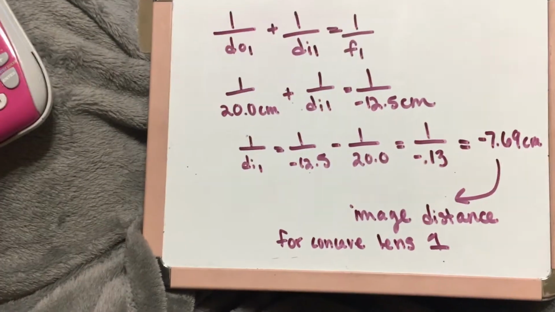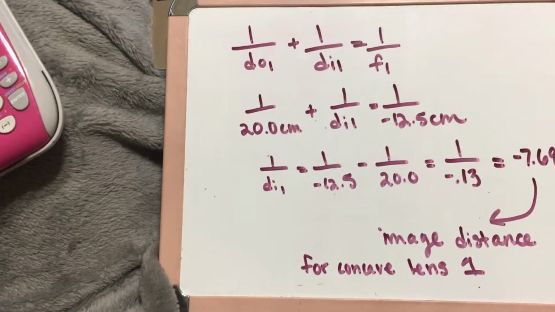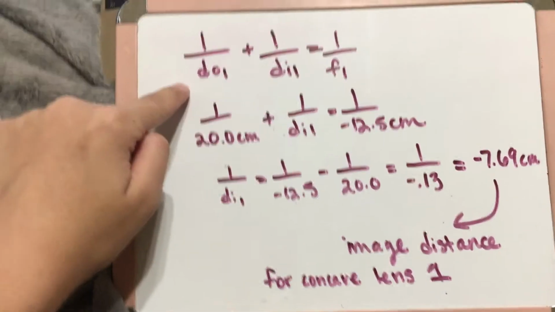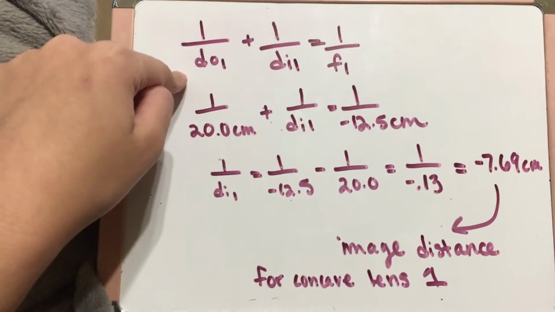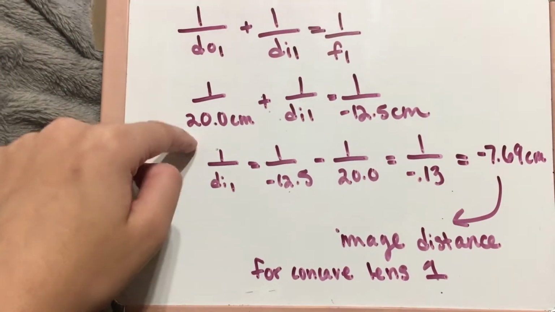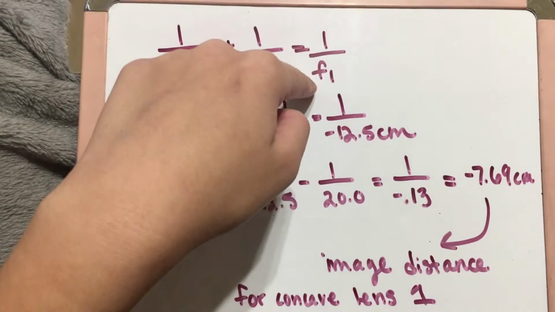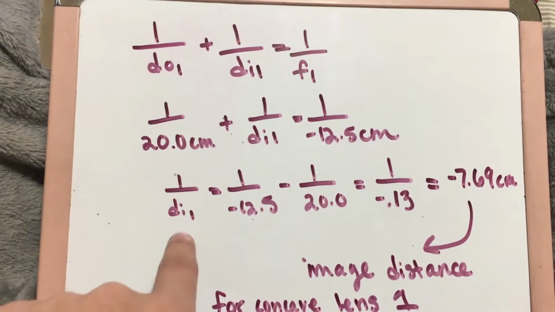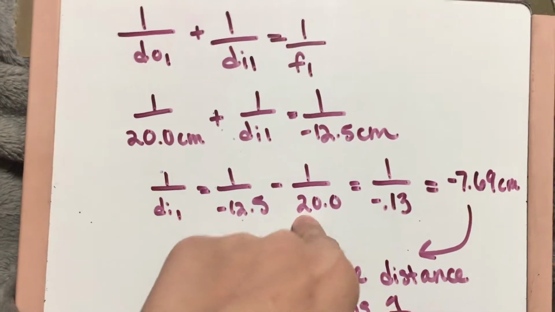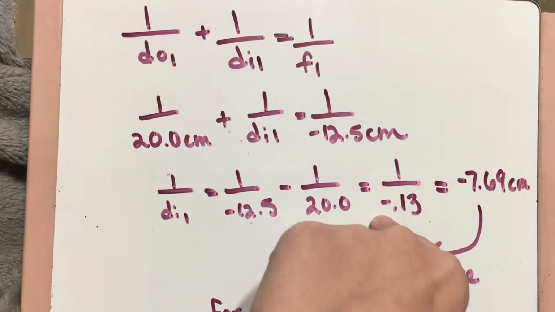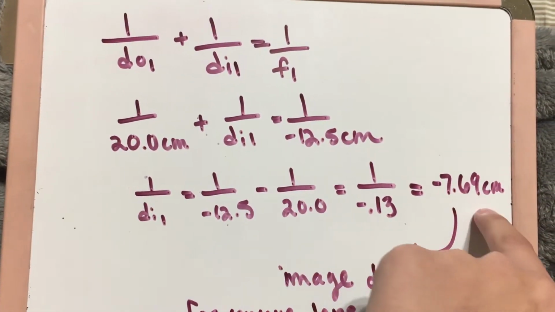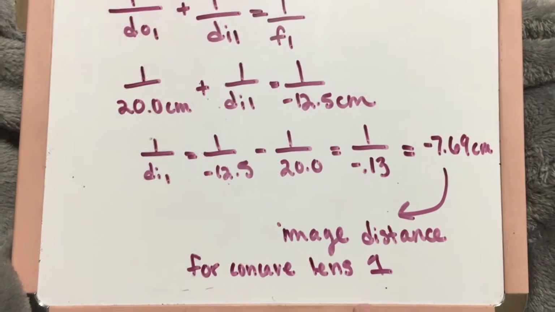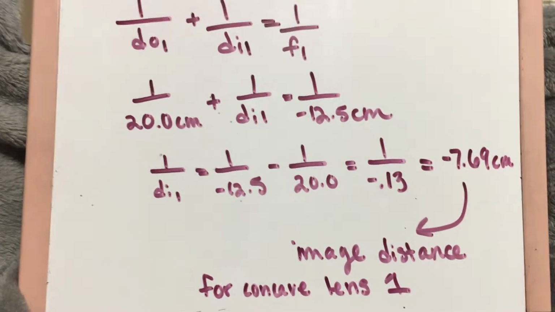So using the thin lens equation, we're able to find the image distance for concave lens 1. So we already had the object distance for lens 1, and that was 20 centimeters. And we also had the focal length of concave lens 1, and that was negative 12.5 centimeters. So putting it into the equation and into the calculator, you get negative 0.13, and once you solve it, you get negative 7.69 centimeters, which is the image distance for concave lens 1.